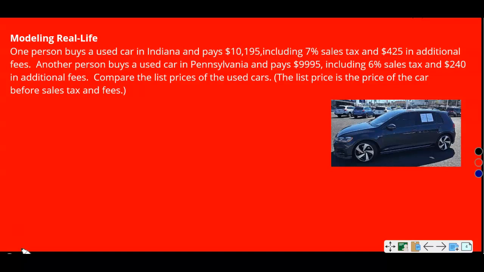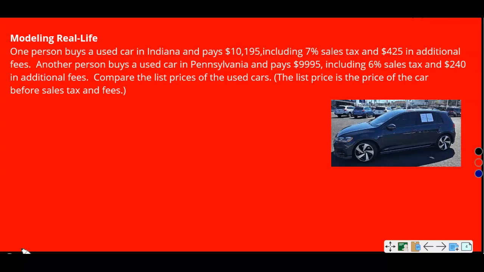So let's get started. One person buys a used car in Indiana and pays $10,195, including 7% sales tax and $425 in additional fees. Another person buys a used car in Pennsylvania and pays $9,995. This includes 6% sales tax and $240 in additional fees. Compare the list price of the used cars. The list price is the price of the car before sales tax and fees.